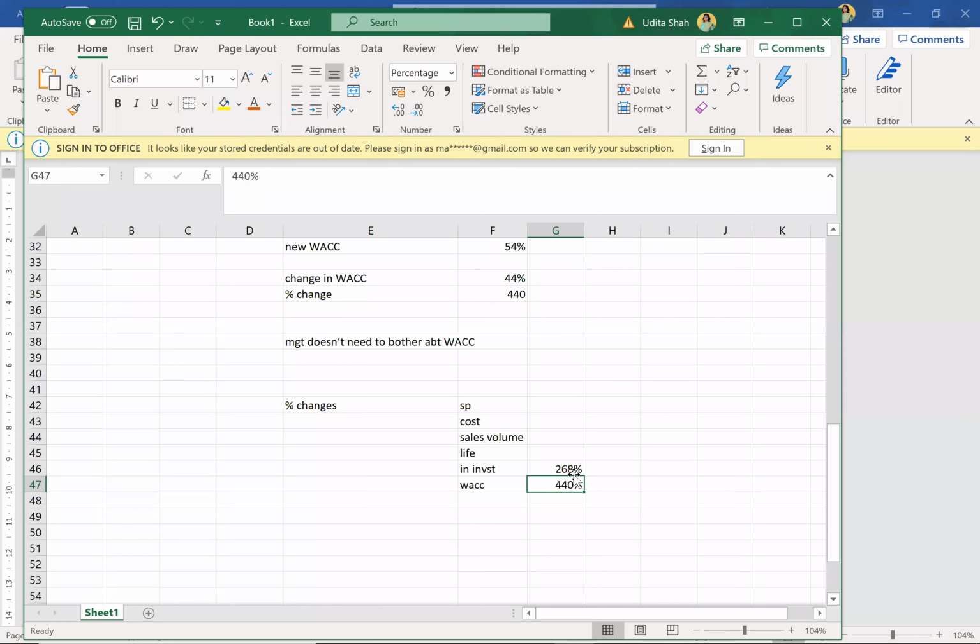Same logic we used for our initial investment. Next, life of the project was how much percentage? 69.66%. Is it for life or is it for selling price?